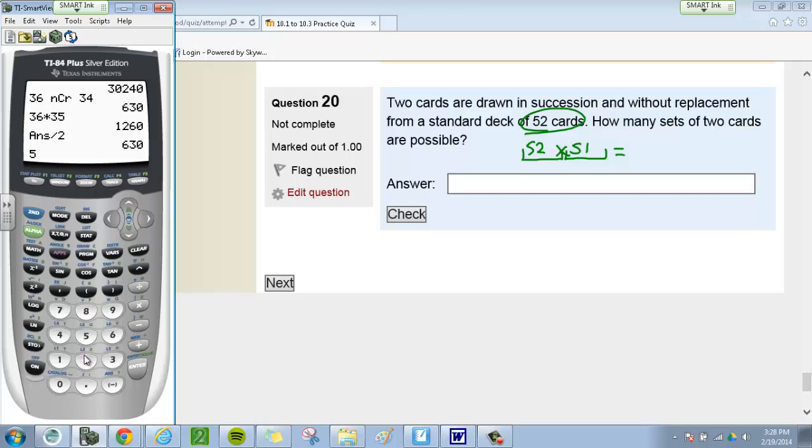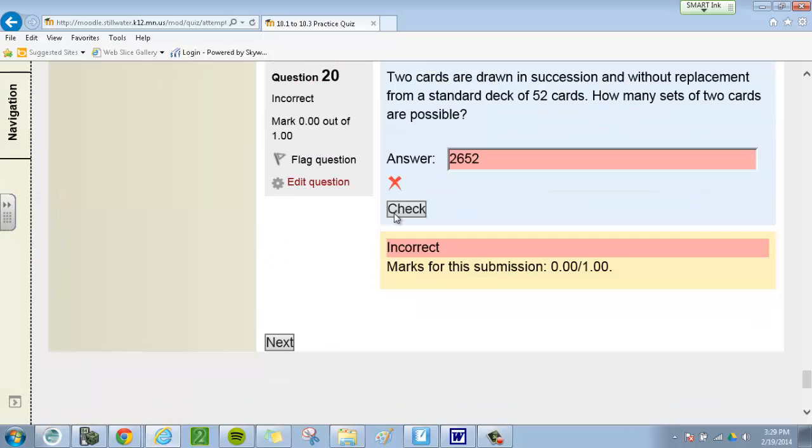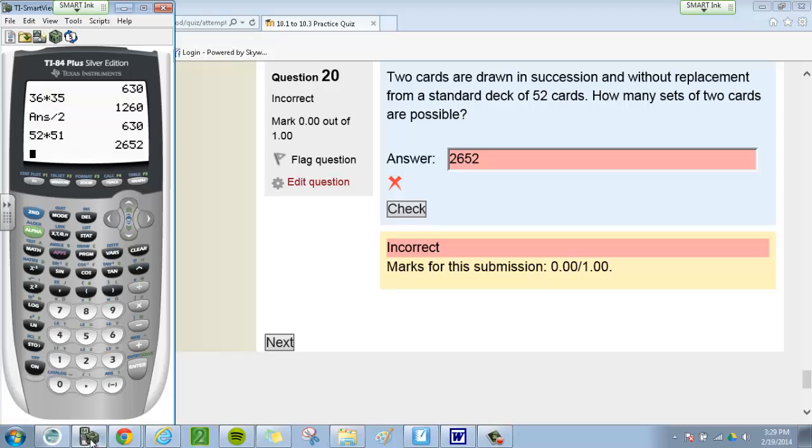So, let's do that. 52 times 51. Enter. 2652. Check that. What? 2652. Am I going crazy?